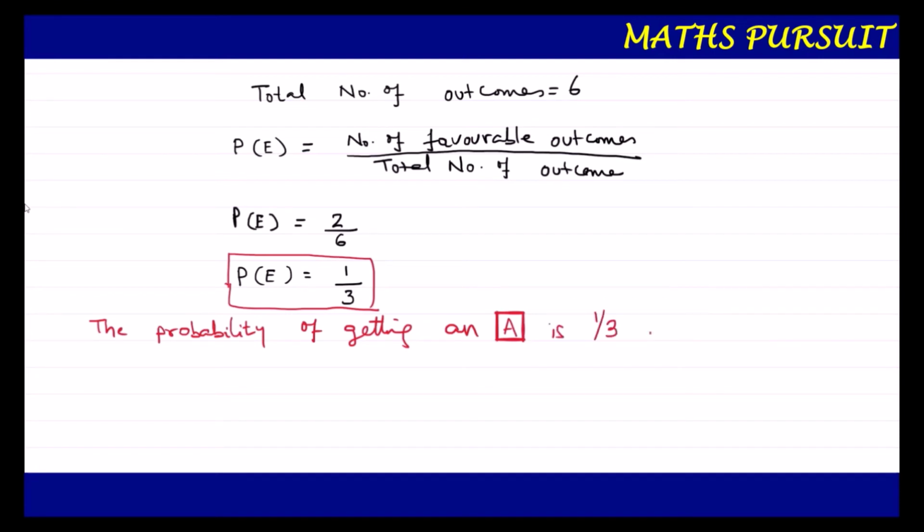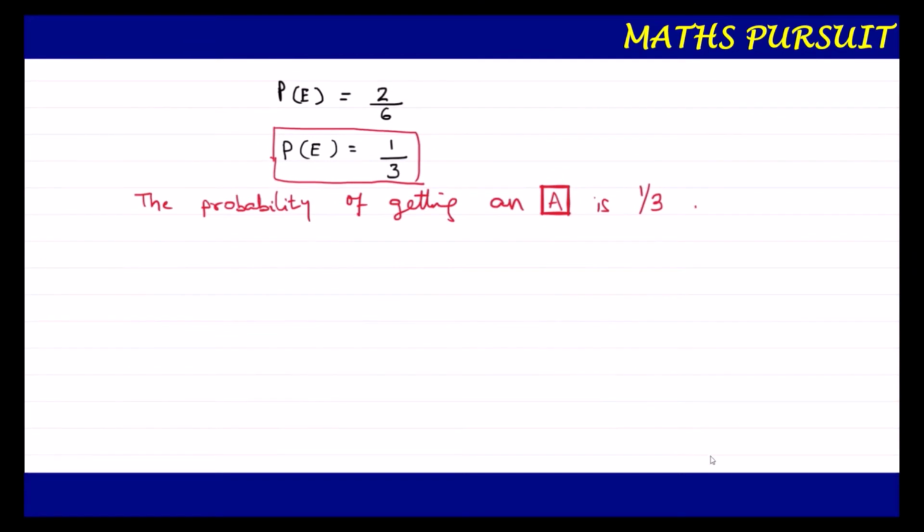This is our answer. Now let us look into the second part of the question. The second part of the question is saying, what is the probability of getting D? This is what is being asked.